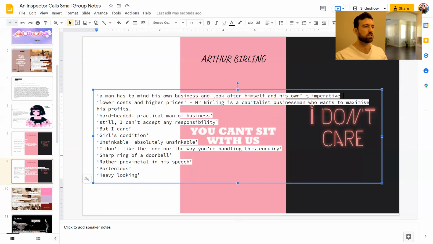"Lower costs and higher prices." I've already spoken about this. The other thing about this one is its juxtaposition. The juxtaposition here shows that Mr. Birling is obsessed with money and he wants to maximize his profits. That's his biggest concern. The other thing that you could talk about with this one is the connotations of "cost," which is really interesting. To him, the cost of his business is his workforce.